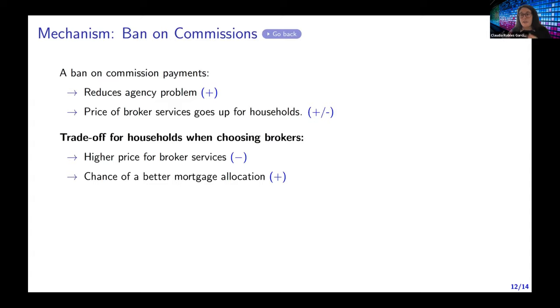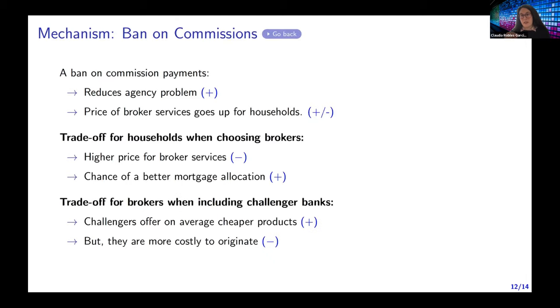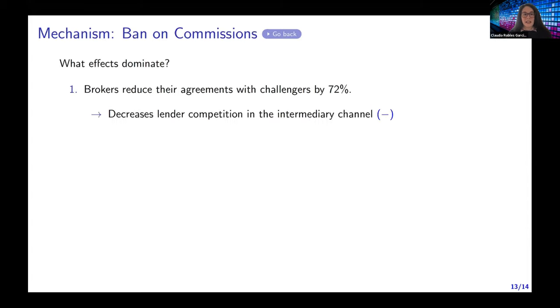There's also a trade-off for brokers, because before, brokers were getting paid by the banks, and they were getting paid more by these new banks. Now these new banks can no longer pay brokers. So it's going to be more expensive for brokers to originate products with them, because remember, they have a higher cost. However, they also have cheaper prices, which consumers like. So once again, there's a trade-off between what the broker will do and what the consumer will do. At the end of the day, this is what happens.